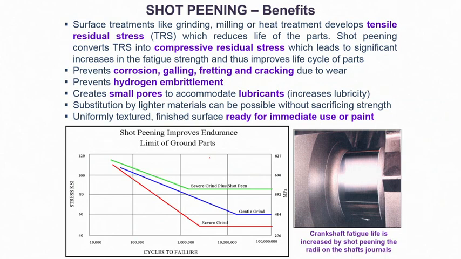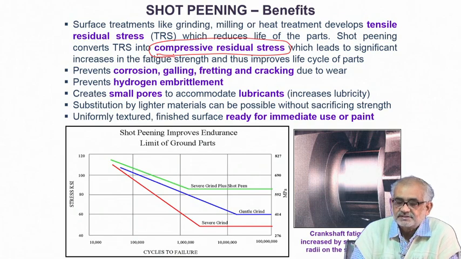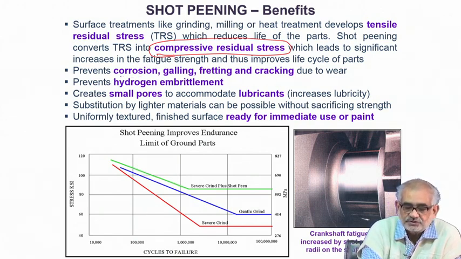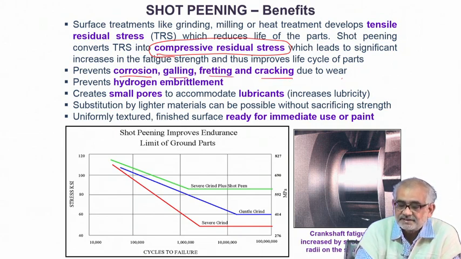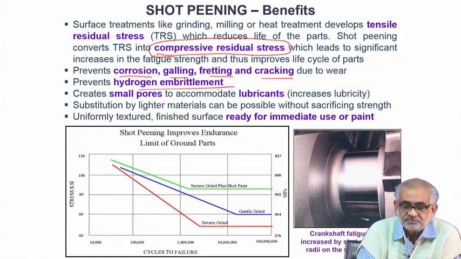So, there are very many advantages of using such an action. The first and foremost thing, or the principal thing, is that we are able to create such residual compressive stress onto the surface, and this goes on to prevent various types of corrosion, galling, fretting, or cracking type of wear or abrasion. It can minimize or prevent hydrogen embrittlement.